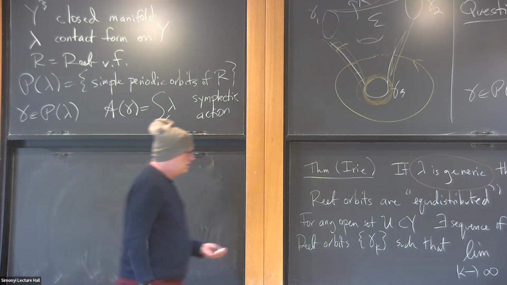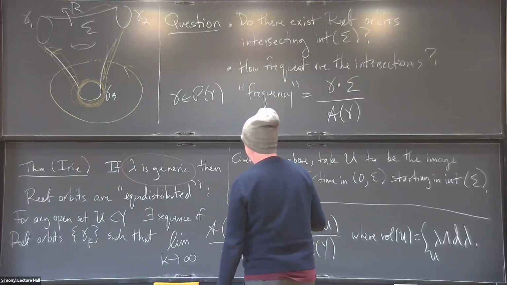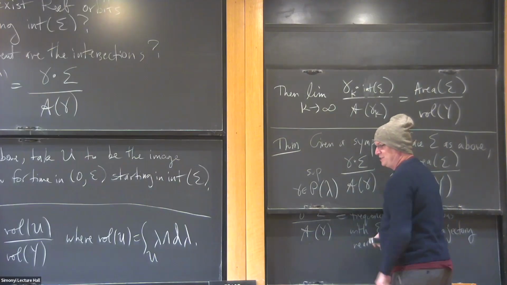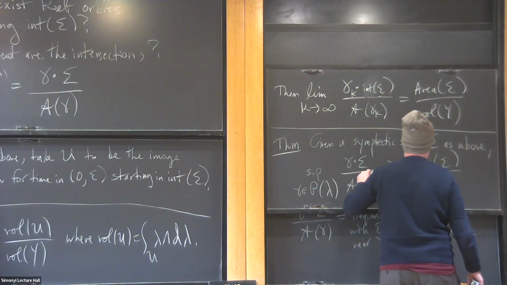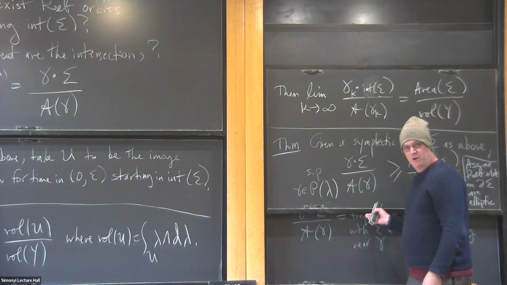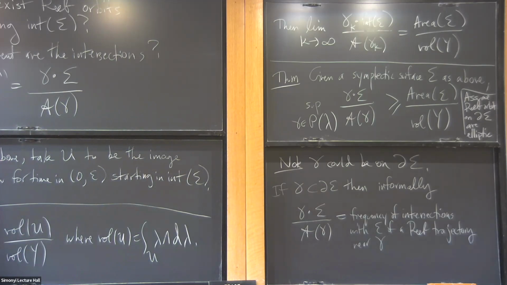I forgot to add one hypothesis, which I just erased. I'll put it here. It might not be necessary, it was just for my convenience. I want to assume that the orbits on the boundary of sigma are elliptic. So the linearized flow is conjugate to a rotation.